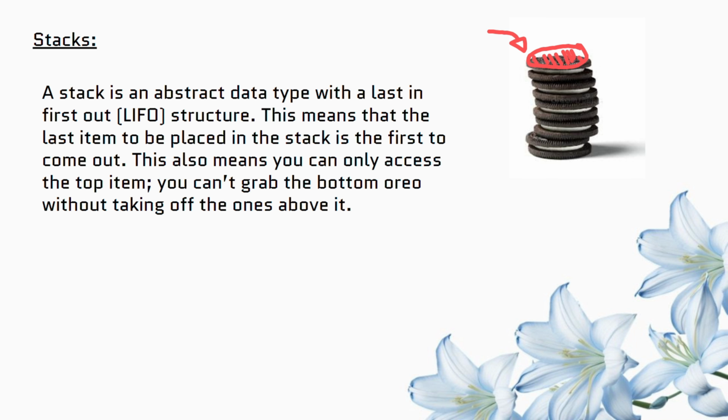But if I then want to remove an item from the stack, I can't remove this item because I'd have to remove this item, this item, this item, this item, this item first before I can remove this one. So whatever's at the top is the first thing to be removed. So whatever was last added is the first to be removed from the data structure. And that's what last in, first out actually means. And that's pretty much it.